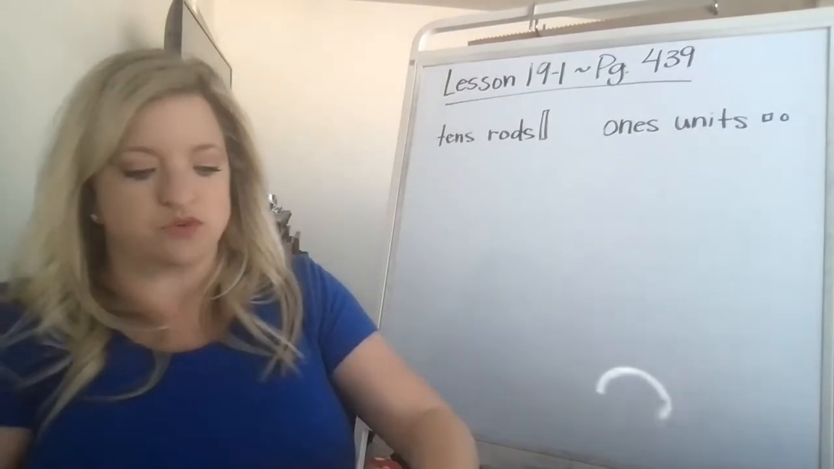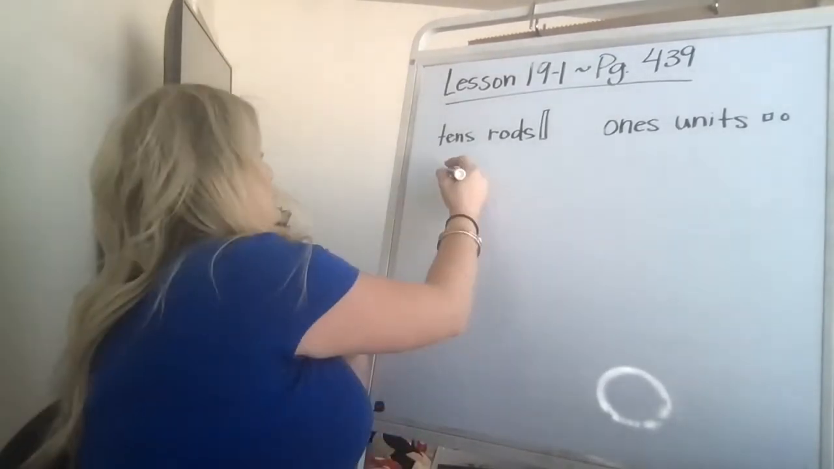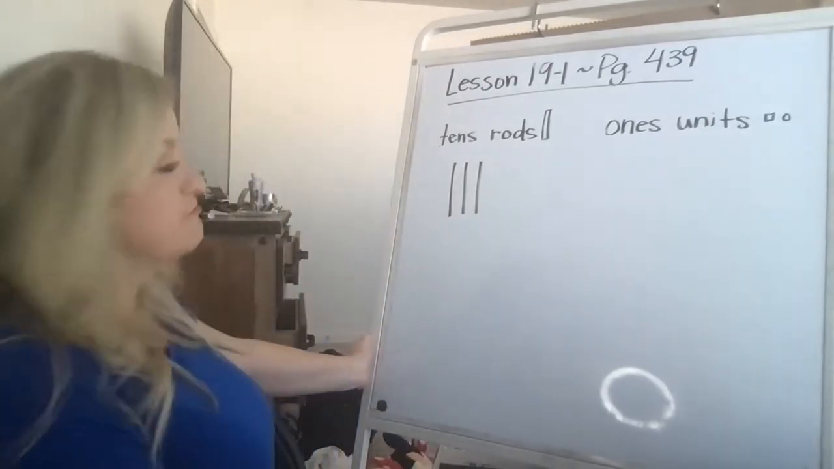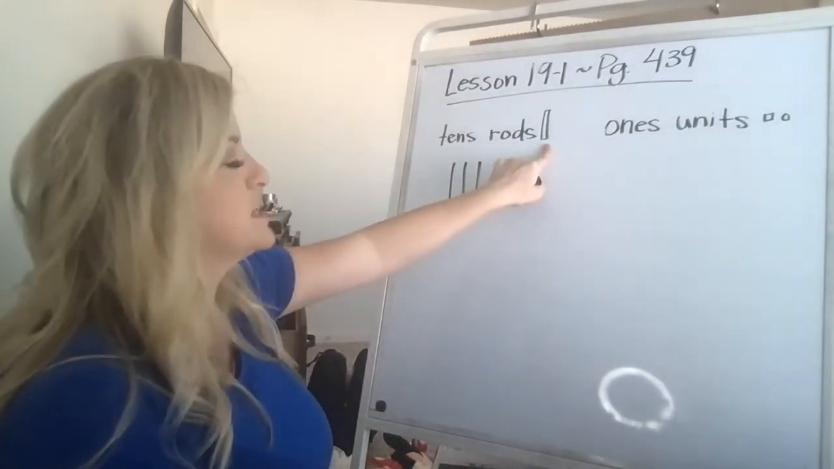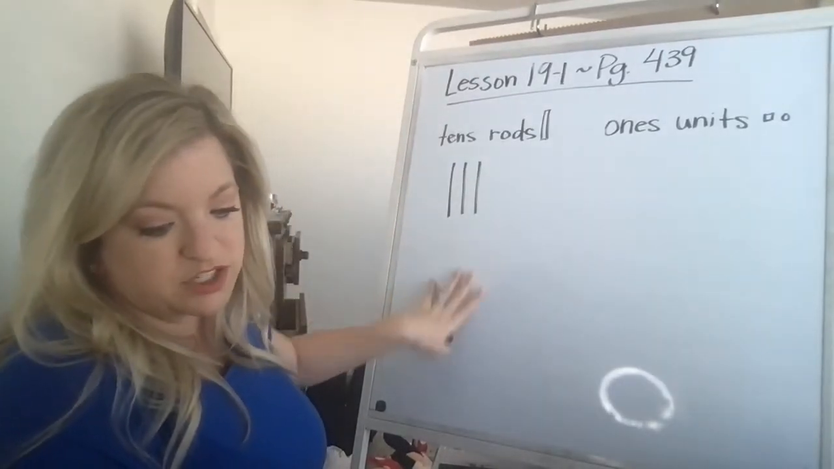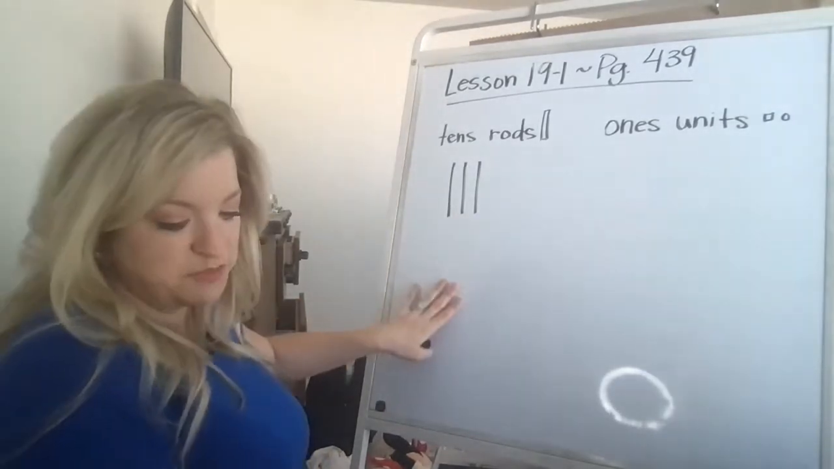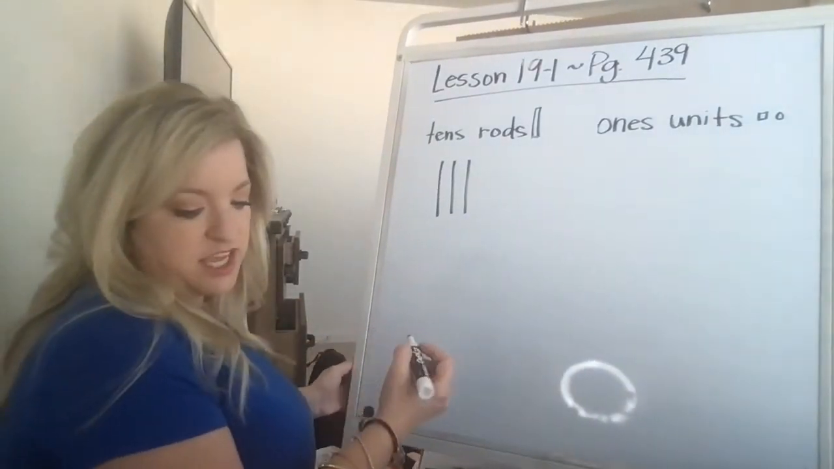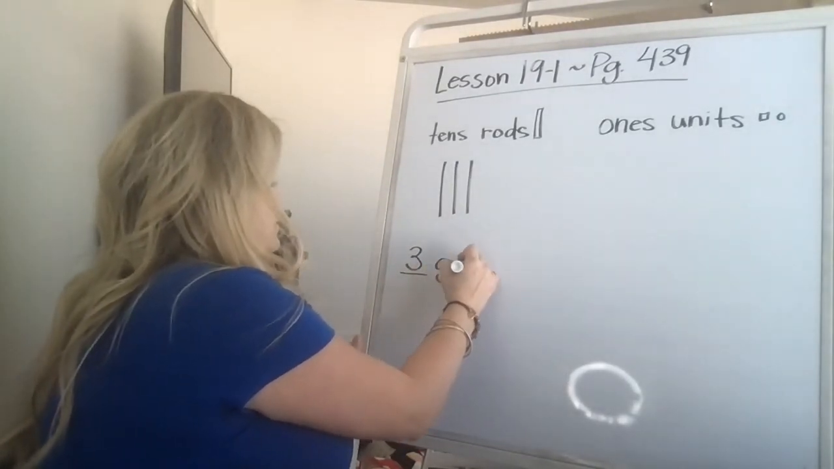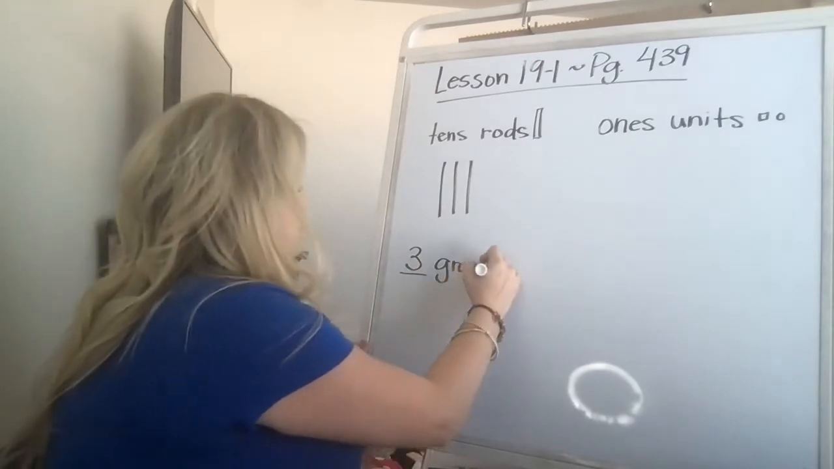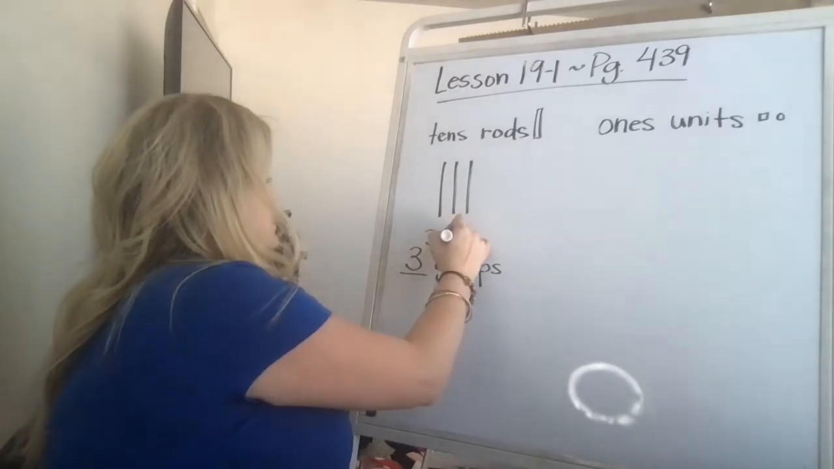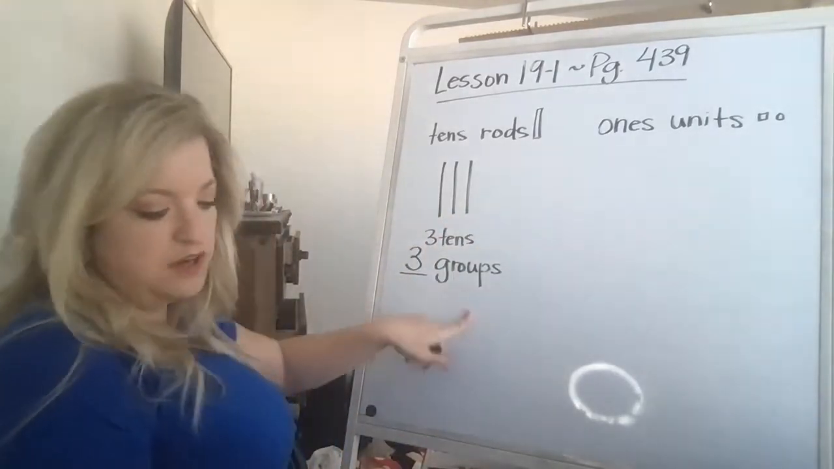All right, so use 10 rods to show 3 10s. 1, 2, 3. 3 10s. You could also draw your rods like that. I draw them as sticks because it's faster, it's a shortcut. So I just really quickly showed you 3 10s. Now at the bottom, it says 3 10s is the same as 3 groups of 10.